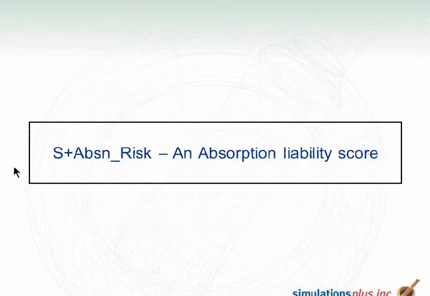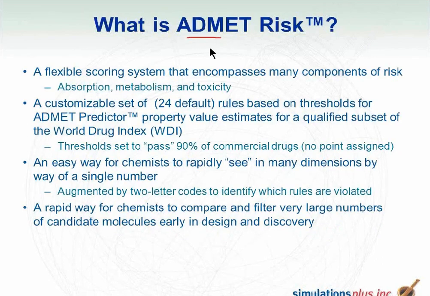This is an absorption liability score. Absorption risk is a subset of a bigger risk score called ADMET risk. ADMET risk is a flexible scoring system. It has many components to measure the liability risk of a compound, such as absorption risk, metabolism risk, and toxicity risks. These rules are customizable, so you can remove rules or add some of your own rules. By default, we provide 24 default rules. The rules are based on property value estimates of a qualified subset of the World Drug Index.